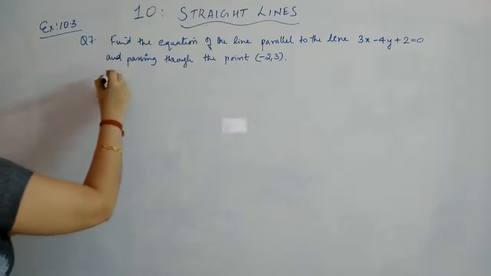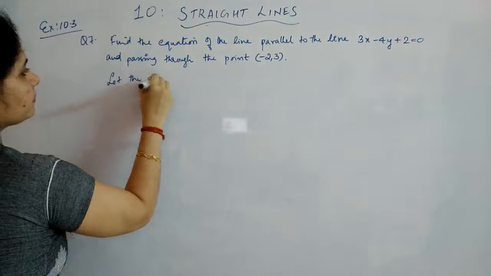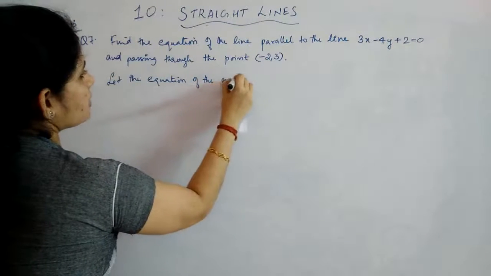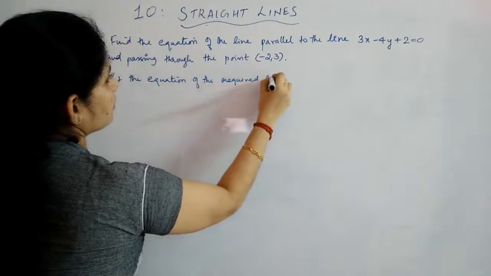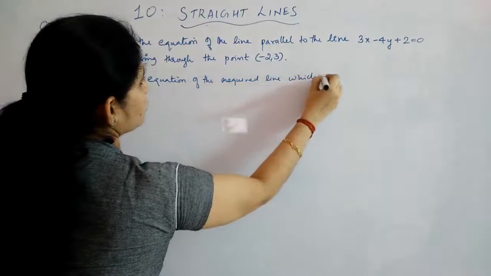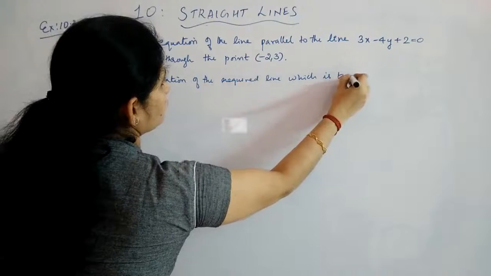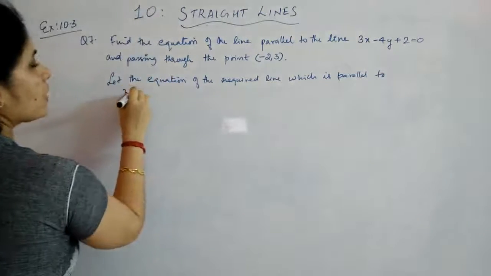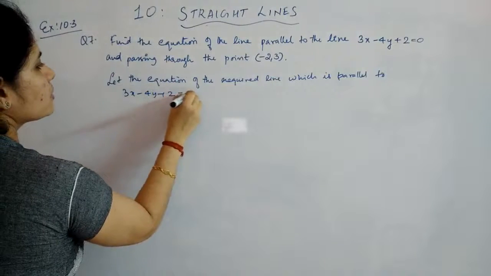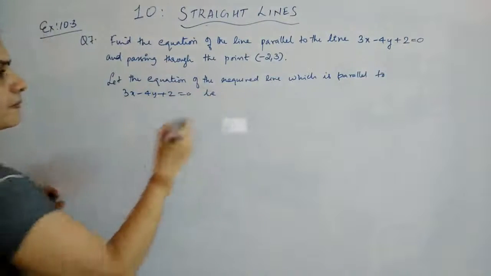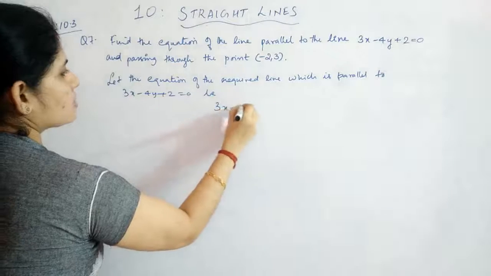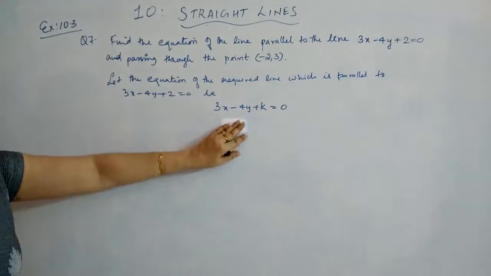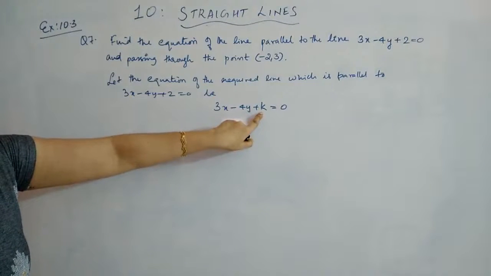Okay, so let the equation of the required line which is parallel to 3x minus 4y plus 2 equal to 0 be 3x minus 4y plus k equal to 0. Now actually this is the equation which we need to get with the constant k.